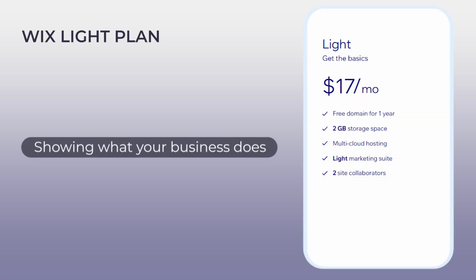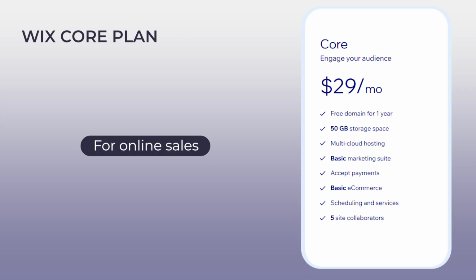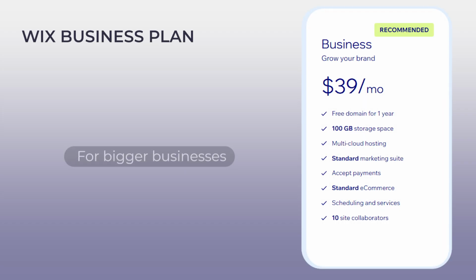The entry plan Lite is for showing what your business does. The next one up, Core, is what you want if you plan to sell online. Then there are higher tiers like Business and Business Elite, which you might end up upgrading to later when your business gets bigger. The nice part with Wix is you don't have to figure it out up front.